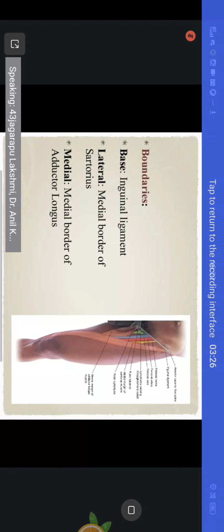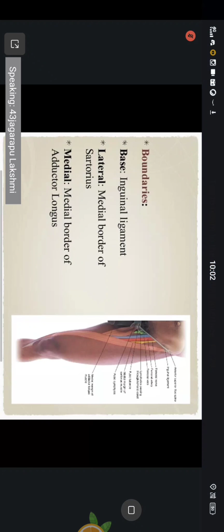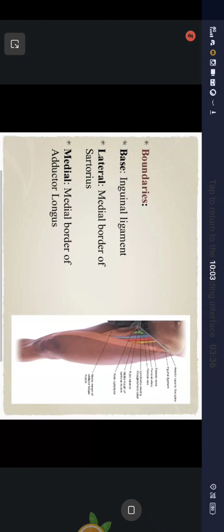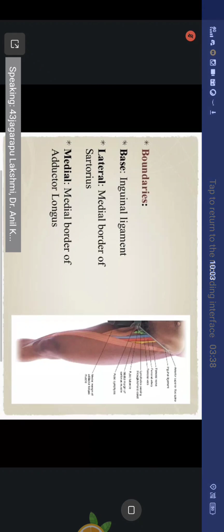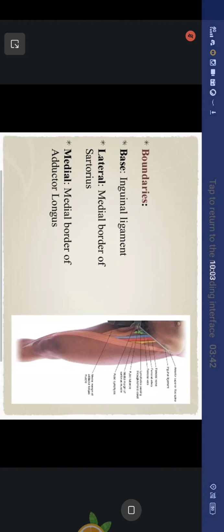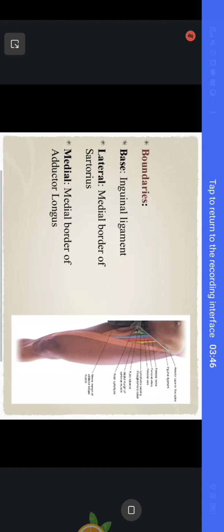Base is formed by the inguinal ligament, lateral boundary by the medial border of the sartorius, medial boundary by the medial border of the adductor longus, and the apex is by the joining of the medial boundary and the lateral boundary. The apex continues as the subsartorial canal or Hunter's canal. Okay, good.